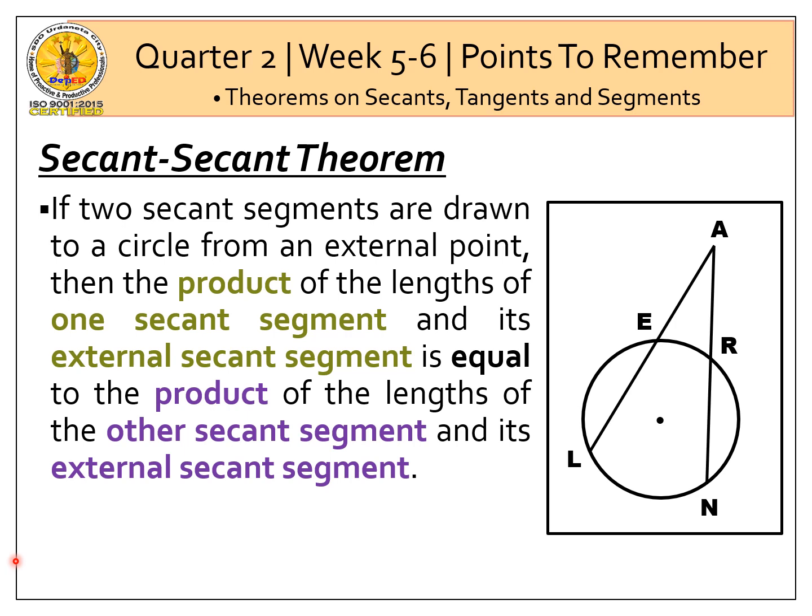In the figure, line segment LA and line segment NA are secants of a circle and they intersect at point A outside the circle. If we multiply the lengths of the secant segment LA and its external secant segment EA, it is equal to the product of the lengths of the secant segment NA and its external secant segment RA. So we have this equation.